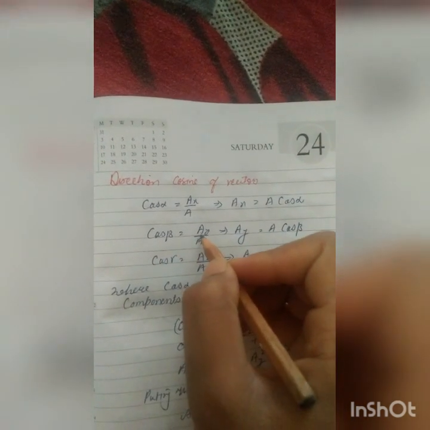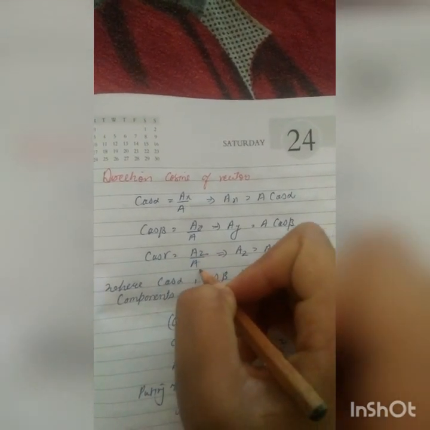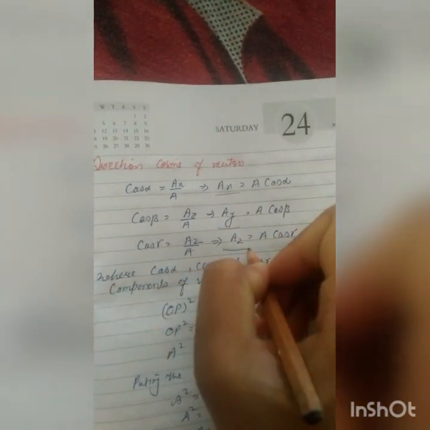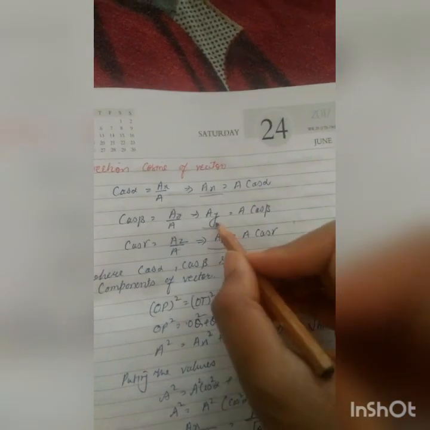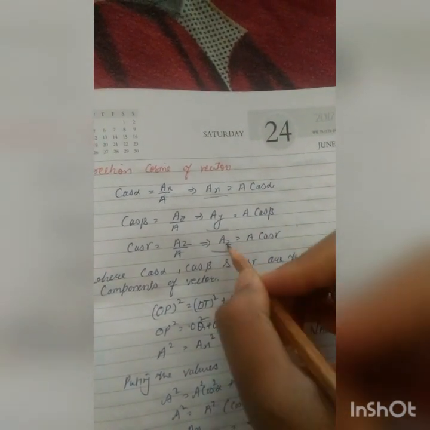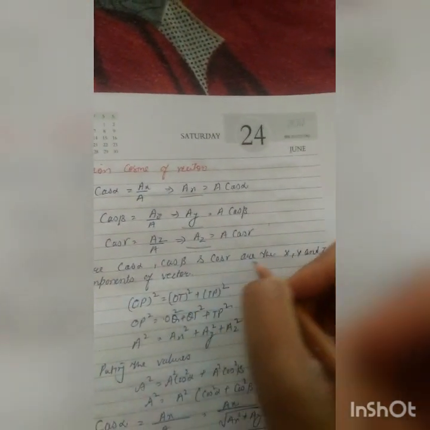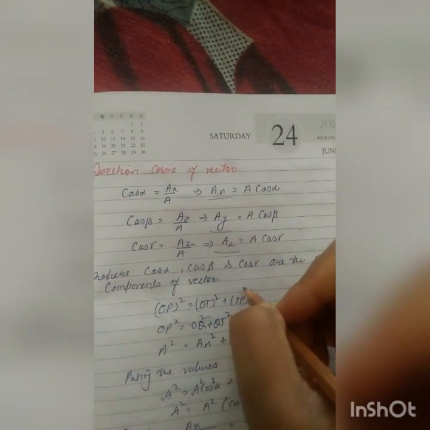Cos beta is equal to AY upon A vector, cos gamma is equal to AZ upon A vector, and find the value of AX, AY and AZ. AX is equal to A cos alpha, AY is equal to A cos beta and AZ is equal to A cos gamma, where cos alpha, cos beta, cos gamma are the x-axis, y-axis, z components of the vector.